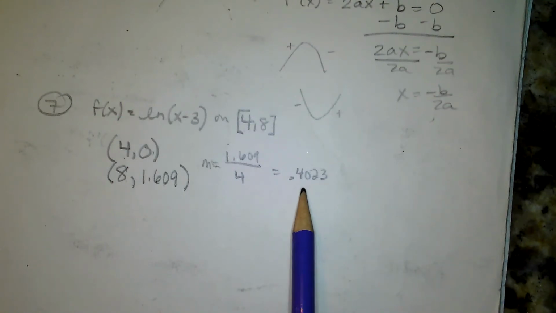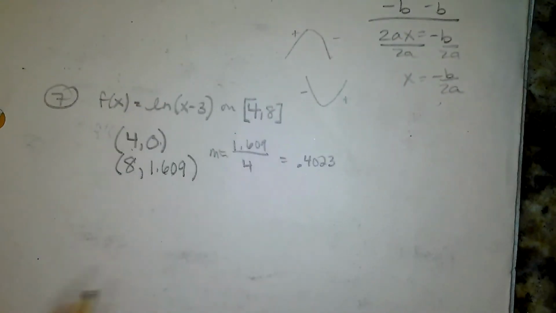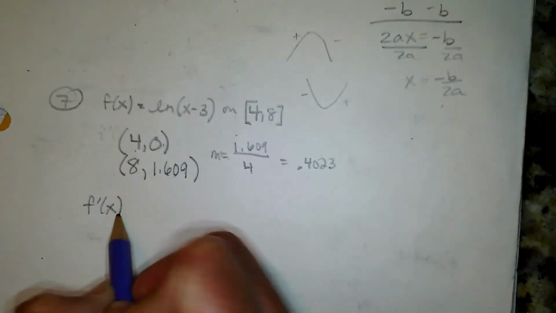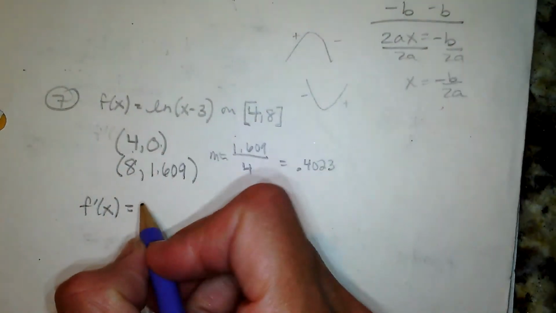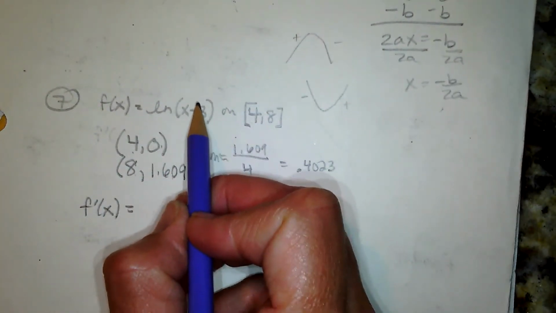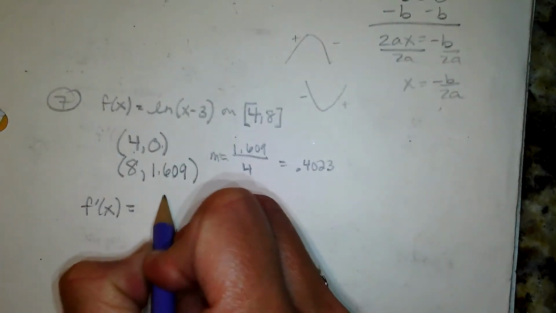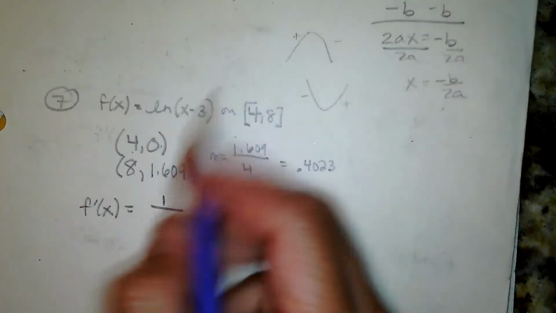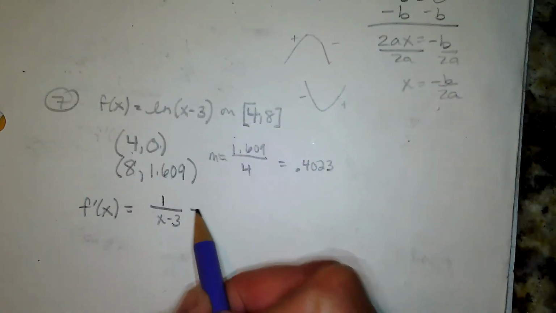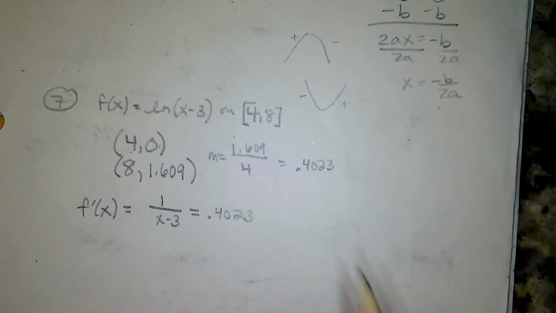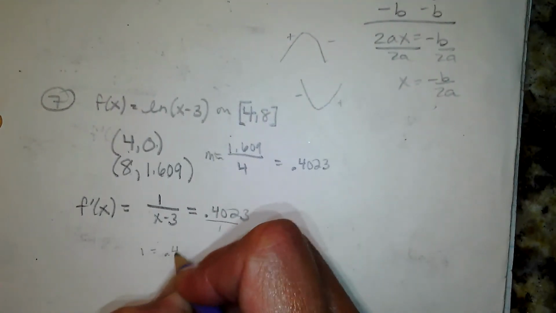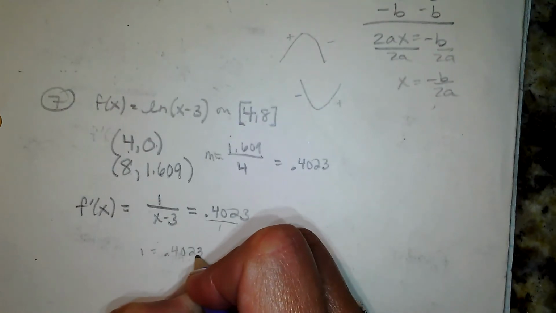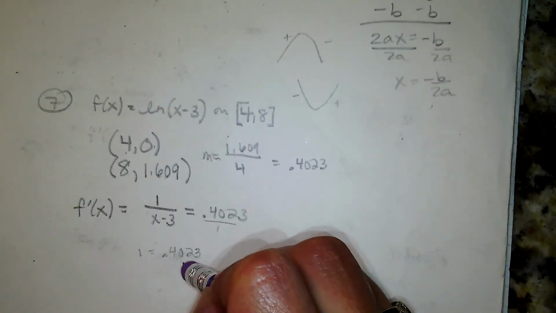So we're looking for the location that has a slope of 0.4023. I'm going to find the derivative of the natural log of x minus 3, which is just, if this is u, you get u prime, which is 1, over u itself, x minus 3. So when does that equal 0.4023? I would cross multiply and distribute 0.4023. Now that's rounded, so I'm a little bit nervous by that.